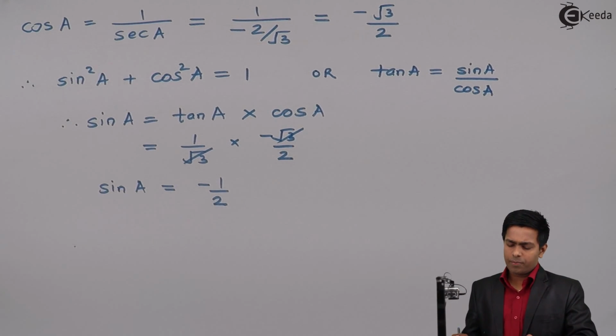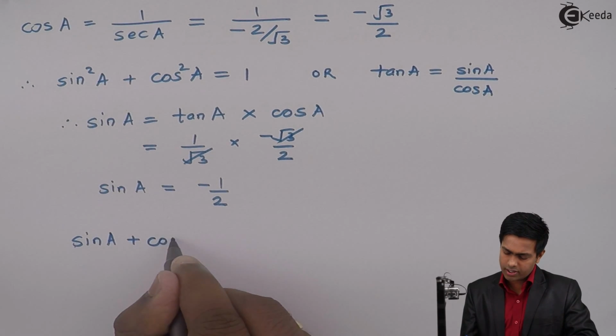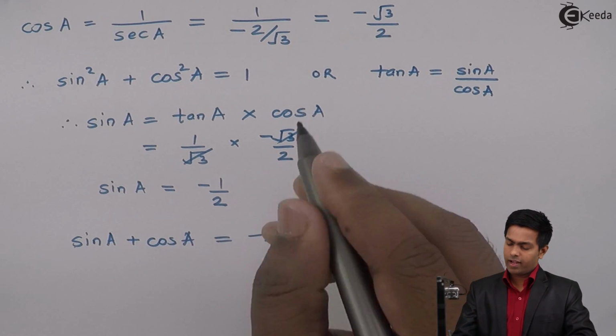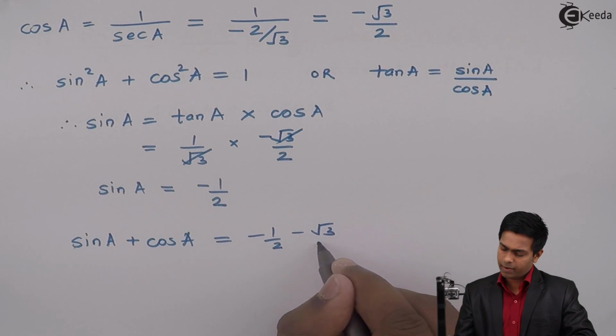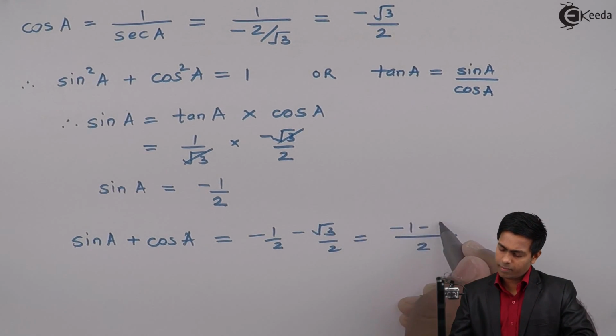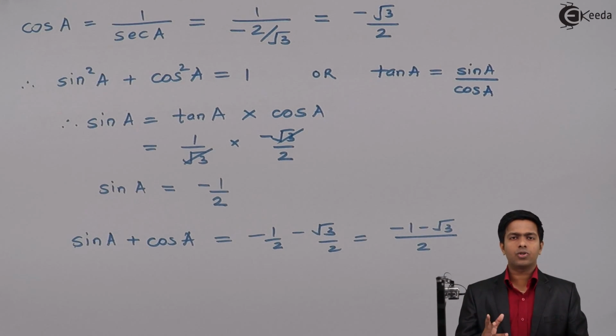And now let's come to the question. So the question is, what is value of sin A plus cos A? So now it's very easy. The value of sin A is minus 1 by 2. The value of cos A is minus root 3 by 2. If I add it together, 2 common, and I'll say it is minus 1 minus root 3 in the numerator, and therefore the value of sin A plus cos A is minus 1 minus root 3 whole upon 2. So we got our answer.